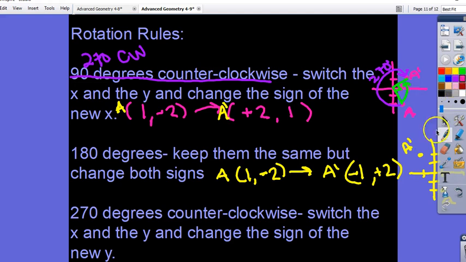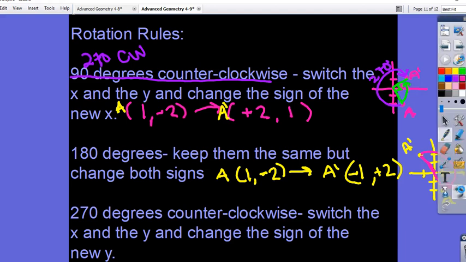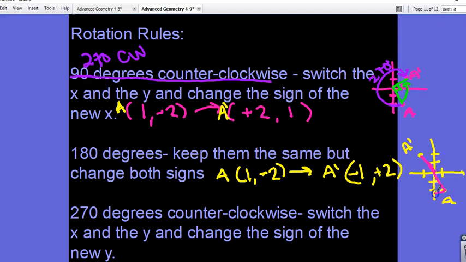Let's see what this looks like. So we're going to compare to the origin. Do you guys see this is 180 degrees? 180 degrees in either direction. We're starting at A. So going this way is clockwise, this way is counterclockwise. It doesn't matter clockwise or counterclockwise, it's going to be 180 degrees either direction. So 180 degrees clockwise or counterclockwise, right? It's the same for both.